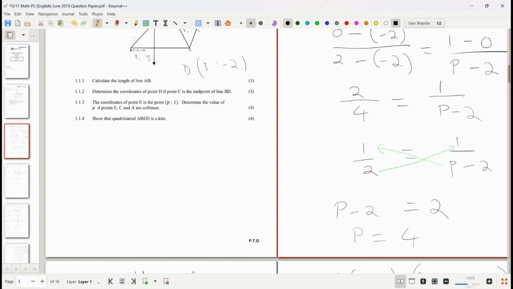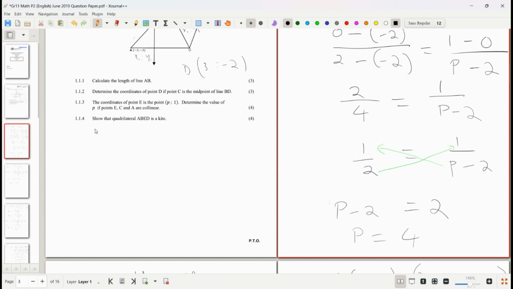Why? This 2 will be positive when it goes to the right hand side. So it will be 2 plus 2. So this will equal 4, right? So p will equal 4. So we have determined the value of p.